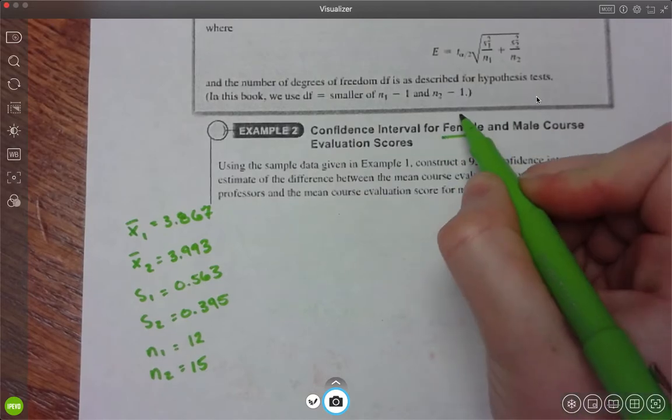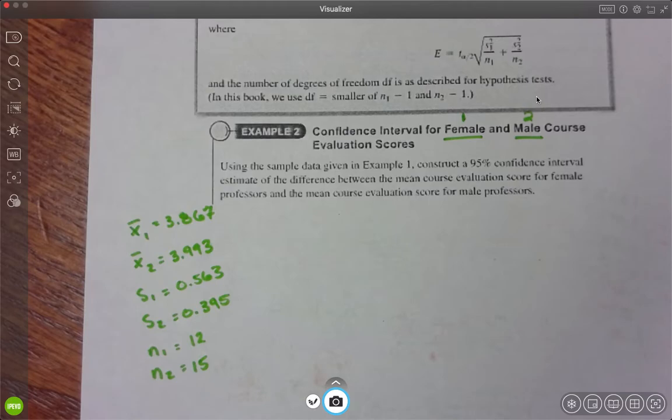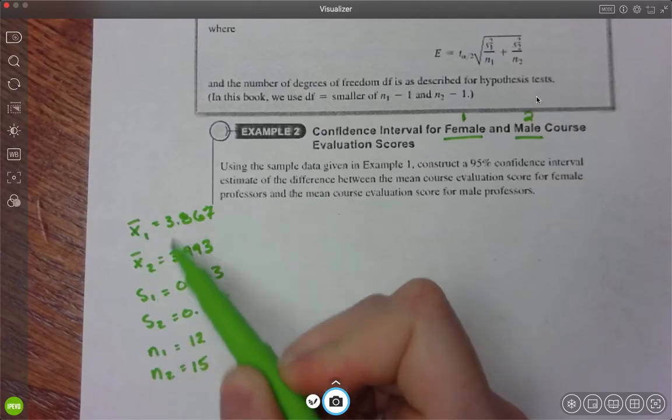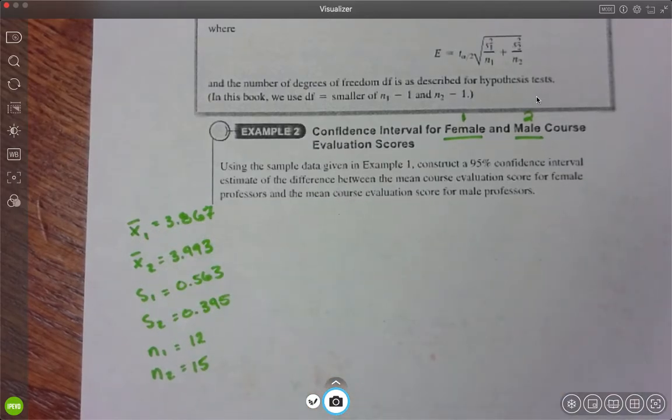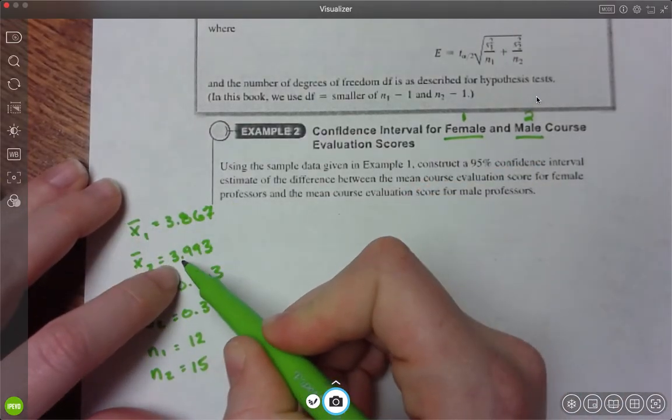Females we designated to be the number ones, males we designated to be the number twos, just because that's how it showed up in the table. So that's X1 bar is the average for females, X2 bar was the average for males, that type of thing. So really our average is what we got here. We're comparing like 3.867 and 3.993.